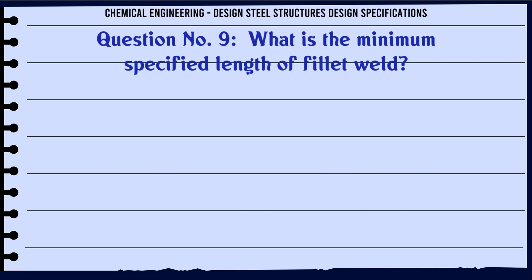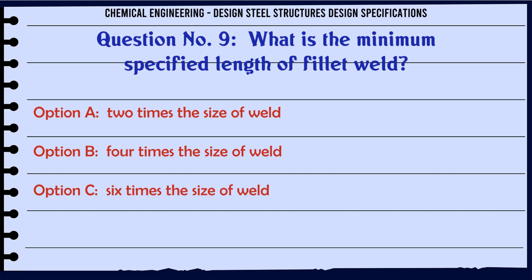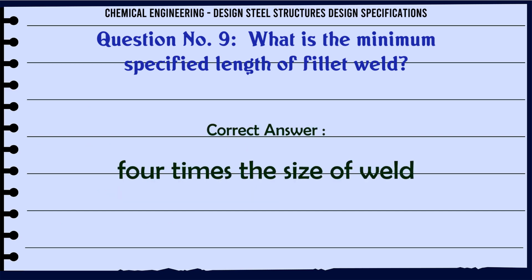What is the minimum specified length of fillet weld? A. 2 times the size of weld. B. 4 times the size of weld. C. 6 times the size of weld. D. Half the size of weld. The correct answer is 4 times the size of weld.